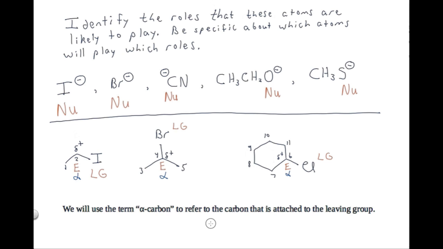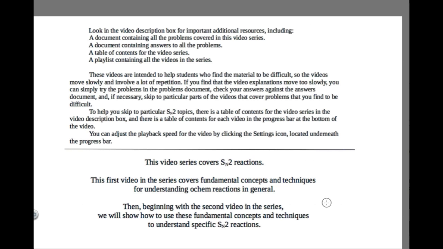So for purposes of studying this material, we will use the term alpha carbon to refer to a carbon that's attached to the leaving group. We will soon see why that's a useful term to be using for SN2 reactions. All right, now we've completed our review of some Ochem fundamentals that should help you with organic chemistry reactions in general. And you can now proceed to the second video in the series, where we will start applying those Ochem fundamentals to understand the specifics of SN2 reactions.